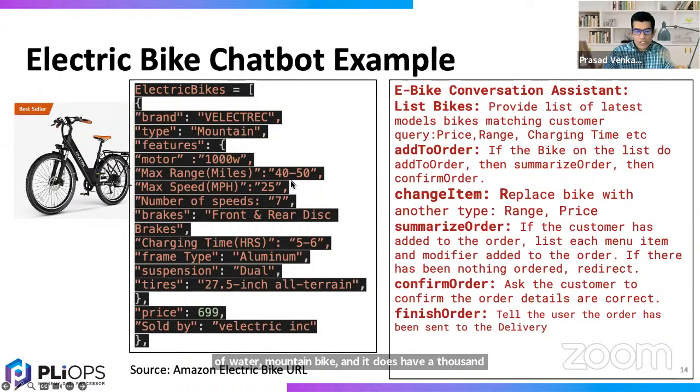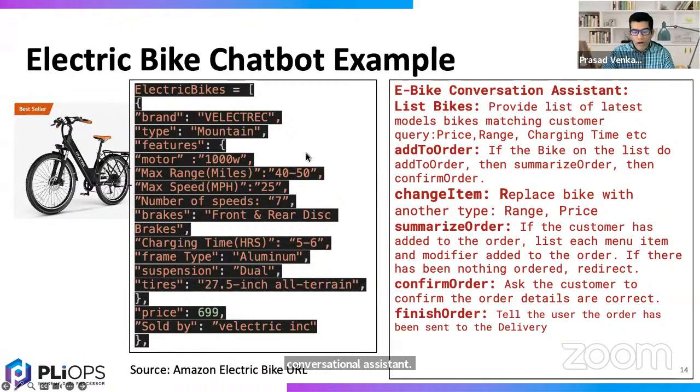It can get, once it's fully charged, 40 to 50 miles, max speed 25. All these parameters I put in. What is the price range, right? Now I can build a conversational chatbot just using the prompt template to say, okay, you are going to act as an e-bike conversational assistant. So your goal is to list the bikes, right?